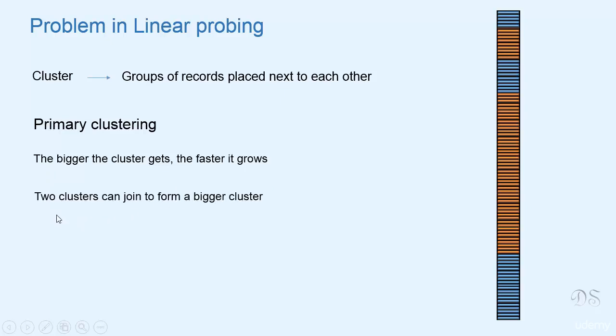There is also a possibility that two clusters join and form a bigger cluster. For example, in this case, suppose after some time all these locations are occupied. Then these two clusters will join and we'll have a bigger cluster. To prevent this primary clustering problem, we can use the quadratic probing technique, which we'll discuss in the next lecture.